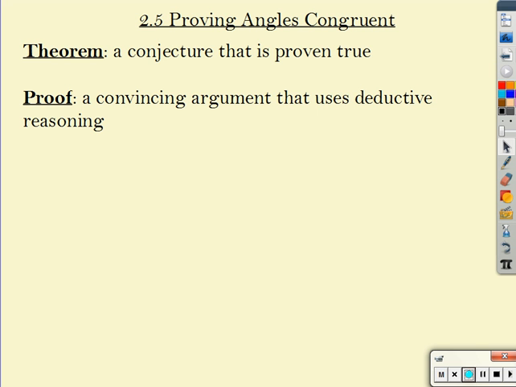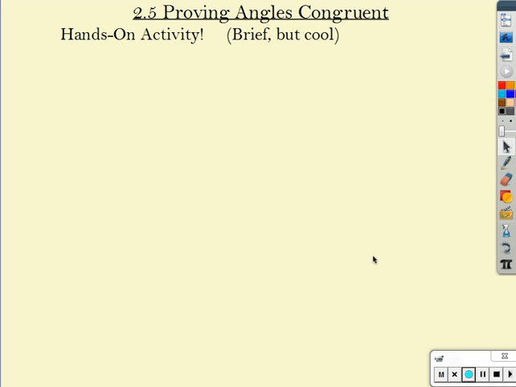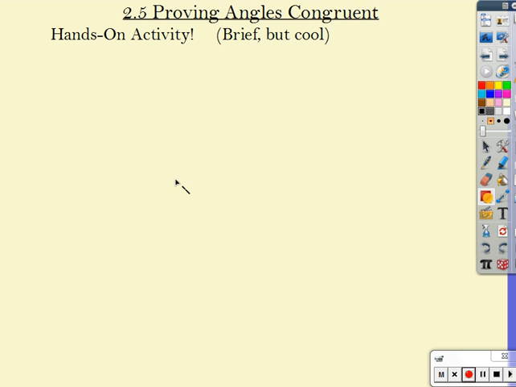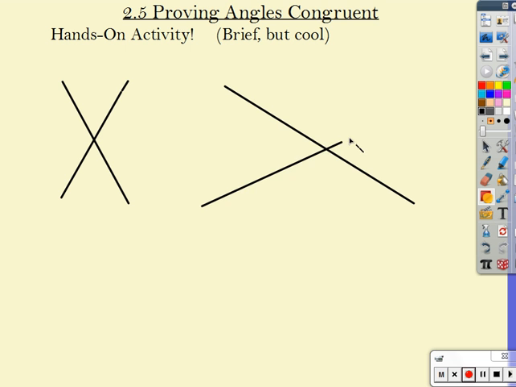later on today. So, a little cool hands-on activity. It is quick, but it's kind of cool. Go ahead and on your piece of paper, draw two lines that make some kind of an X. Now your X could look like this. It could look like a traditional X. It could look like that. It could be really wide. Doesn't really matter. But draw an X of some kind.